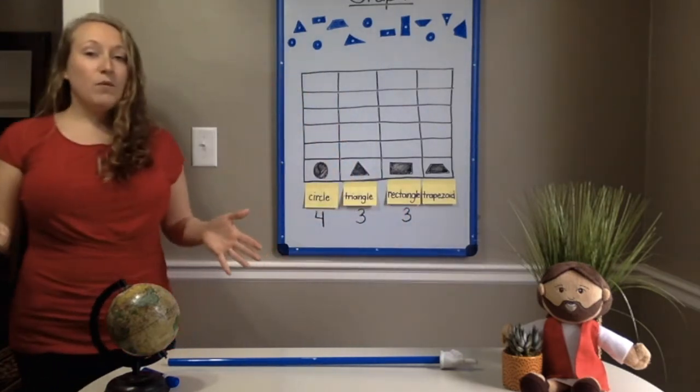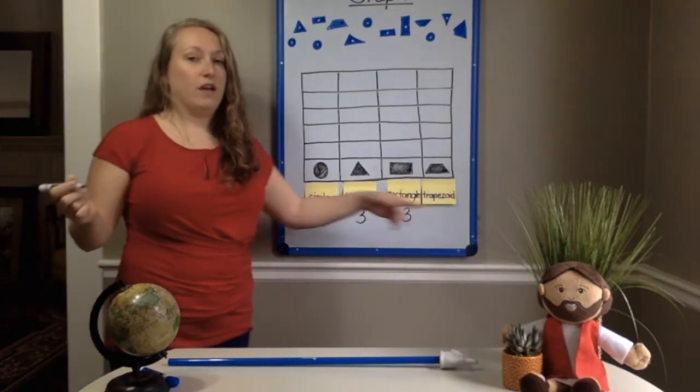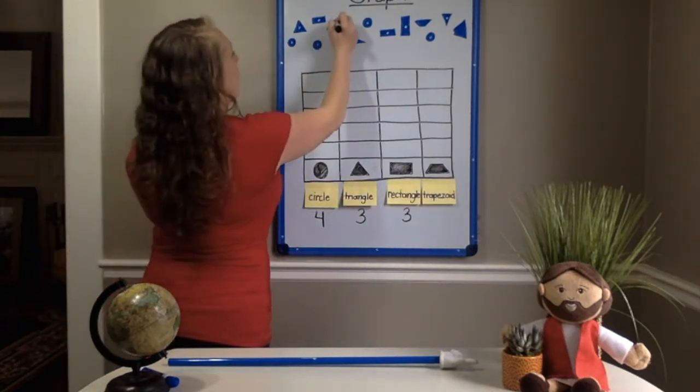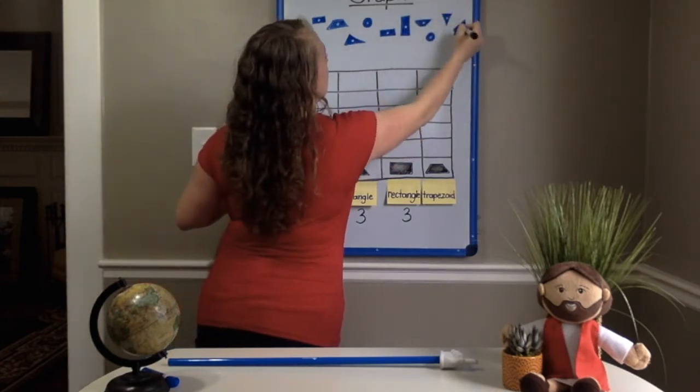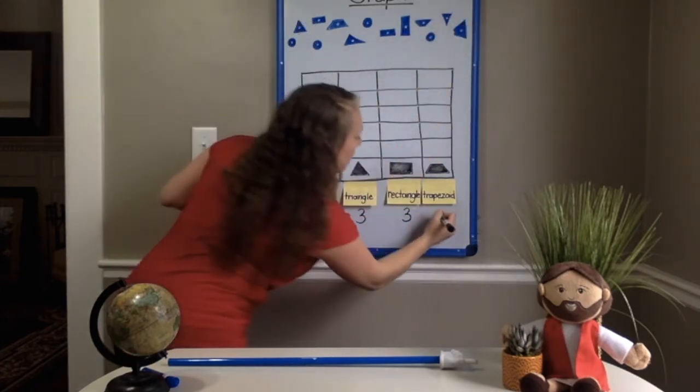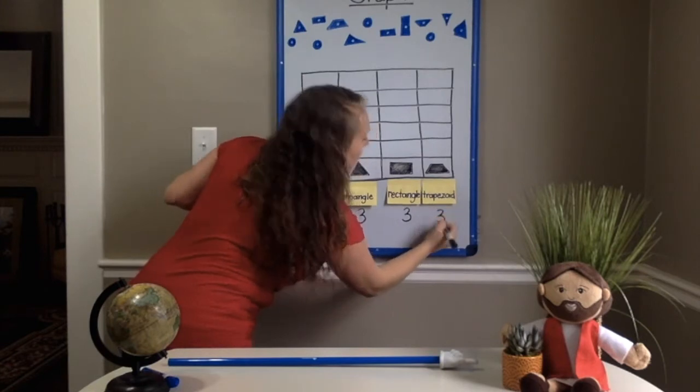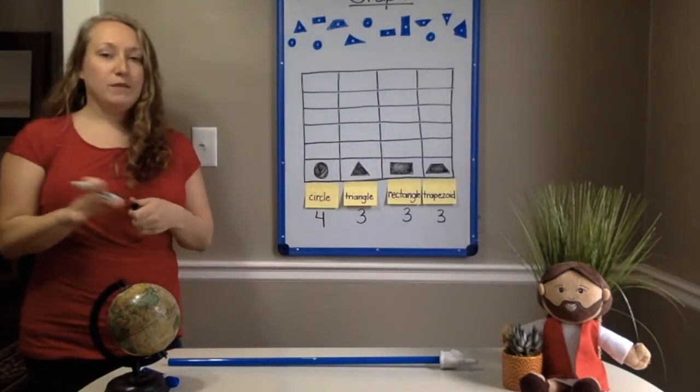And the last shape that I want to count up is the trapezoid. Here we go. 1, 2, and 3. And I wrote that number underneath trapezoid.